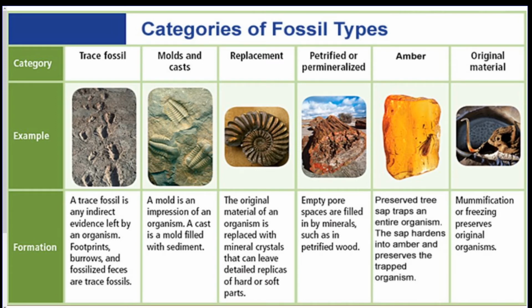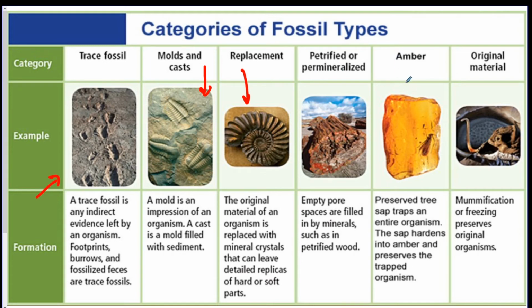They can find these things called trace fossils, which are like footprints and stuff like that. They can find molds or casts, which are the ones that you're probably most familiar with, or replacements. You could see what they look like. Generally, a mold or cast is like an imprint. And then a replacement is when the bones of the fossil were replaced with minerals, so it looks like the actual skeleton. You can find petrified wood, which is, again, replaced by minerals.